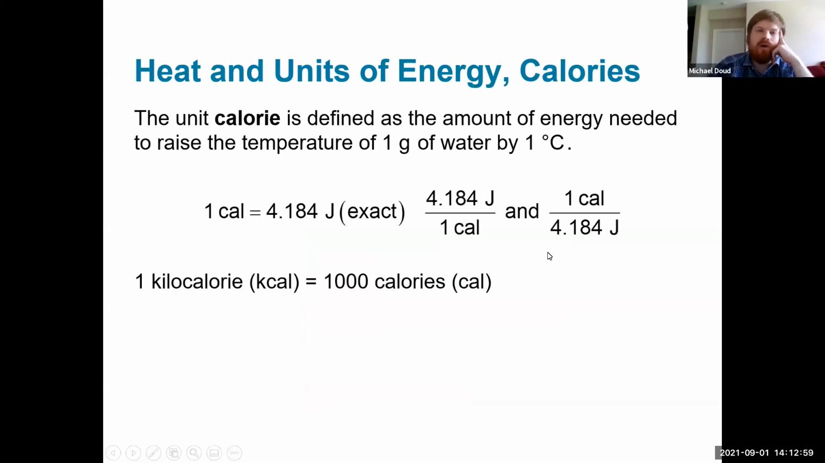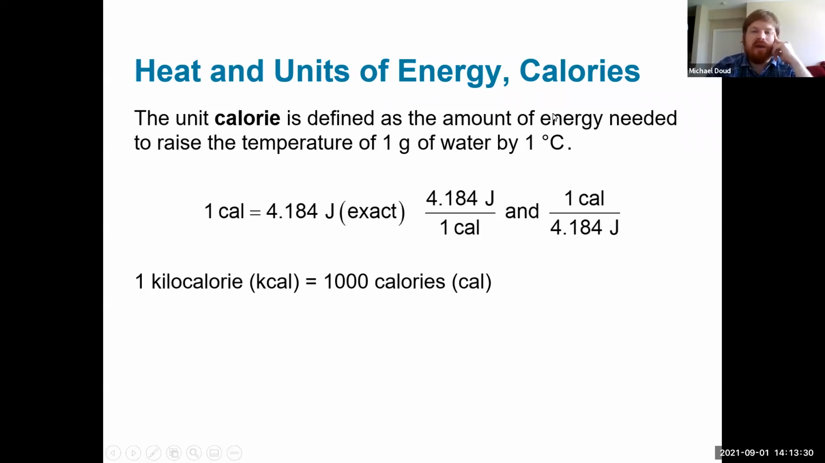Now we use joules for our SI unit, and that's what we're going to use most commonly. But there's another unit of energy that we're going to be more familiar with, which is the calorie. I want to point out that the calorie we're going to use here is not the same as the calorie on the back of your nutrition chart. That's a little different, and we'll talk about it on the next page. But a calorie is a very useful unit.